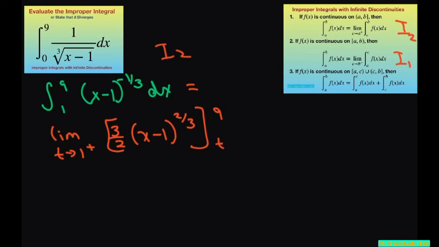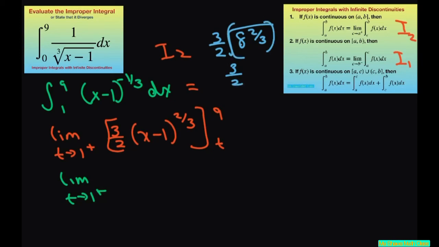So substituting this in, we get the limit as t approaches 1 from the right. Then you substitute in your 9. You're going to get 8 to the 2/3 power times 3 halves. The cube root of 8 is 2, squared is 4. So that's going to be 6, because this 2 goes into 4 2 times. So you get 6 minus, and so we did the 9.